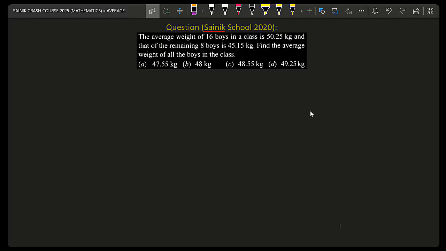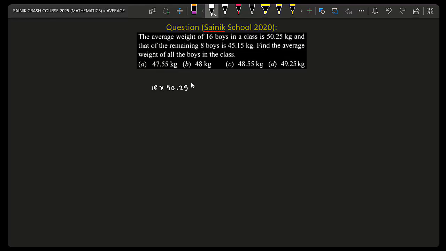Okay, if you want to find the average weight of all the boys in the class, you want their total sum and total number, right? How to find the total sum? Sir, 16 into 50.25. You should read the decimal digits separately. If you multiply this, what are you going to get? I'm not asking the simplification. If you multiply, which quantity are you going to get, I'm asking.